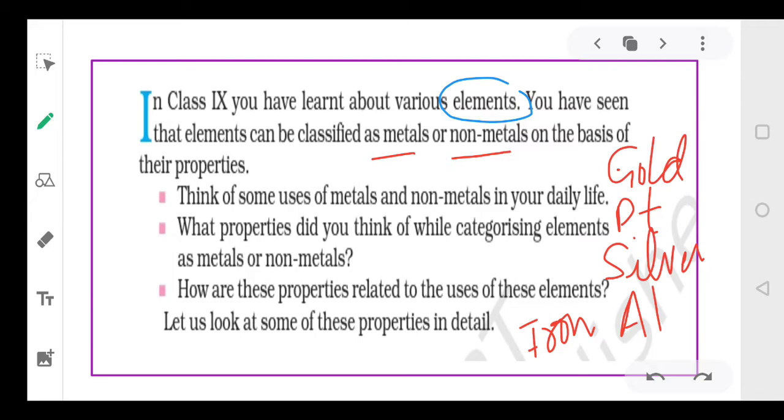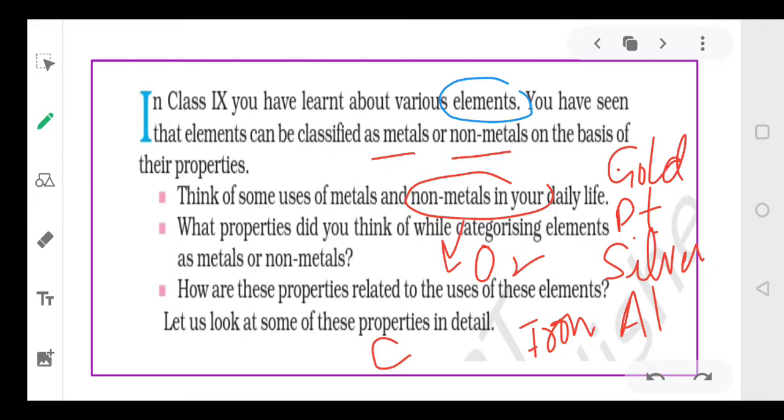And apart from this, there are many non-metals also that we use in our daily life. Like we are using oxygen because we are breathing oxygen. We are using carbon. Like wood is made up of carbon, paper is made up of carbon. So carbon also is a very important part of our life, right? But the properties of metals and non-metals are quite different from each other. So in totality, I can say that our life depends on metals and non-metals.